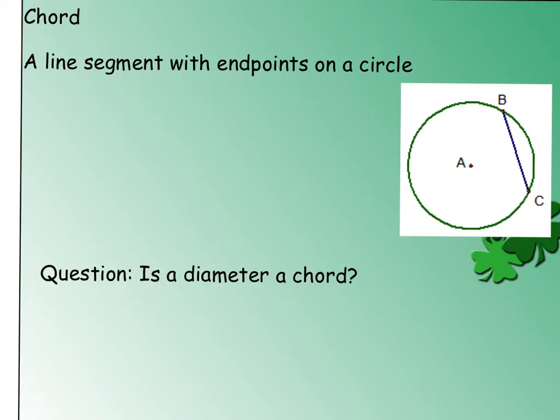Well, a diameter, if you recall, is a line segment that touches each side of the circle and has to pass through the center. So, yes, a diameter is a type of chord. So every diameter is a chord, but not every chord is a diameter, because not every chord has to pass through the center of the circle.